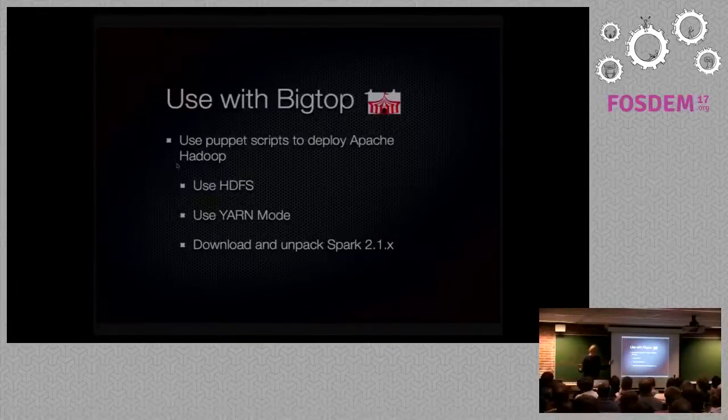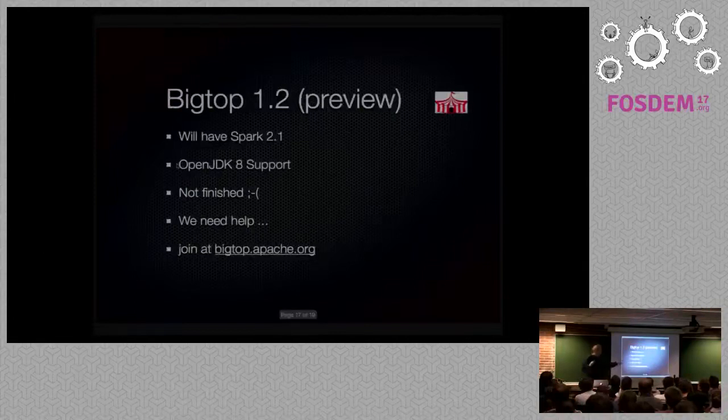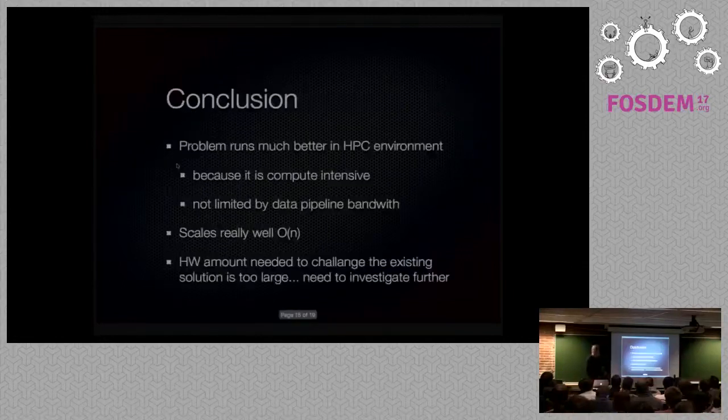And it's simply deploying it with the Puppet scripts, use HDFS, put the data into it, use the YARN mode with Spark, and unpack Spark 2, because we do not support it until now, and run. Okay, it works. In the preview of BigTop 1.2 we will have Spark 2, but unfortunately it's not finished until now, and we need more help. Please join us at bigtop.apache.org.